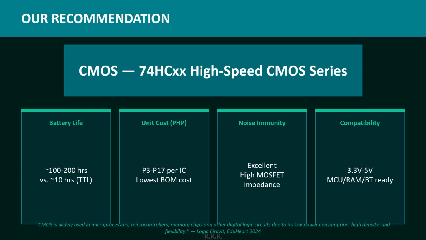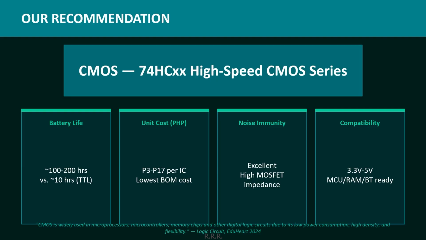Battery life. CMOS consumes dramatically less power than other families. In a battery-powered device, this translates to an estimated 100 to 200 hours of operation per charge cycle. Compare that to a standard TTL-based design, which would last only around 10 hours. That difference alone is a deal breaker for every alternative.